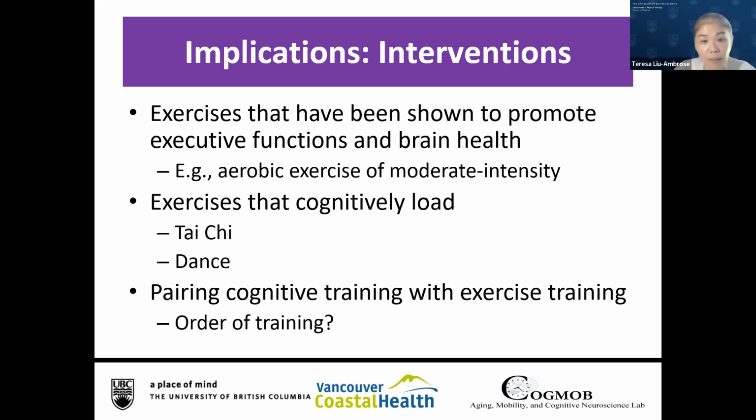The third piece is pairing cognitive training with exercise training. Not so much that they are done simultaneously like Tai Chi or dance, but more that you provide cognitive training and then provide exercise training. What's debatable right now is the order of training: should cognitive training precede exercise training, or the other way around? There are a number of research studies trying to examine that. But preliminary evidence does suggest that if you combine cognitive training with exercise training, there seems to be added benefit for both cognitive outcomes as well as mobility outcomes.